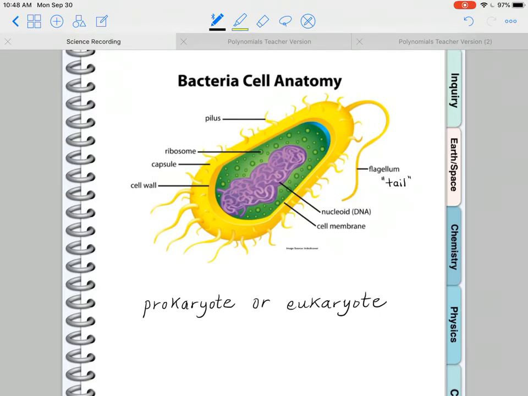Well, it all comes down to whether or not there is a nucleus. And remember, a eukaryote has a nucleus. A prokaryote has no nucleus. And you may be thinking, well, this one has a nucleoid. That is no nucleus. So this particular model of this cell is a prokaryote cell.